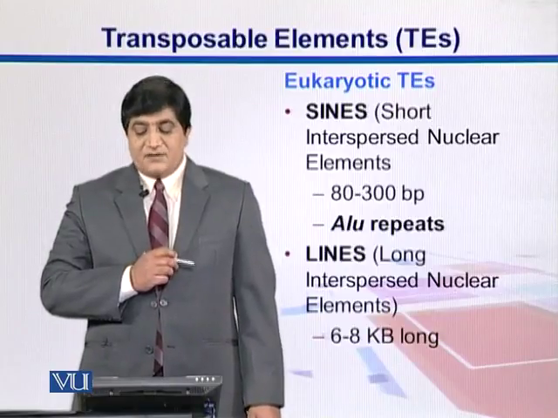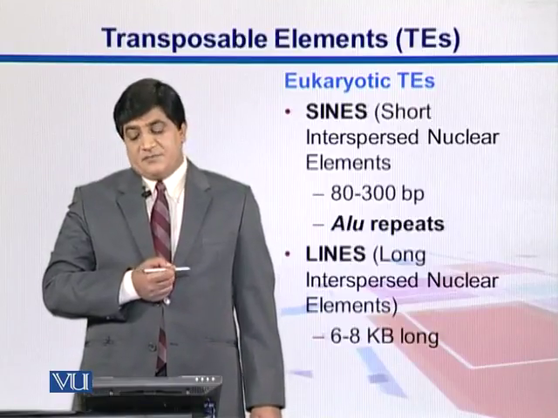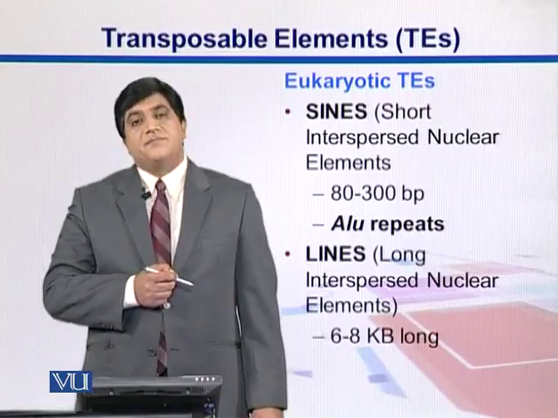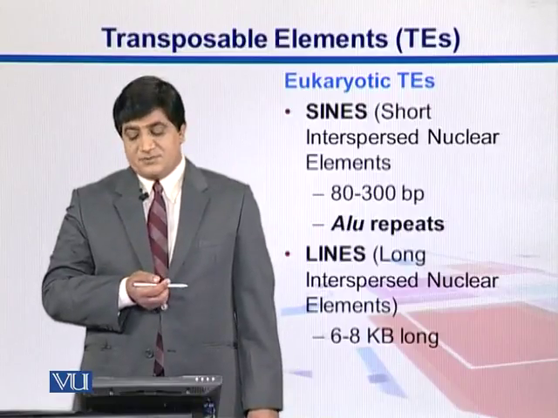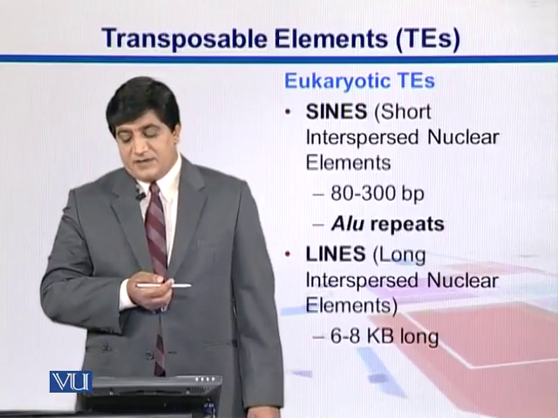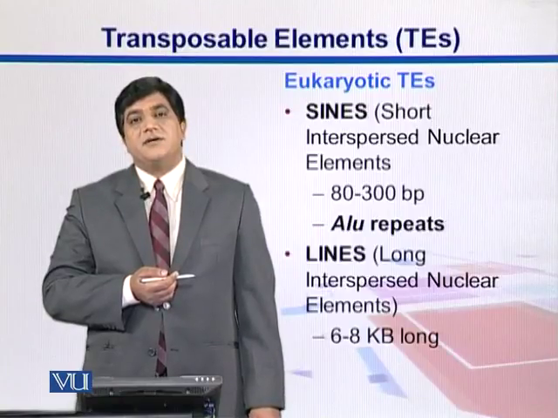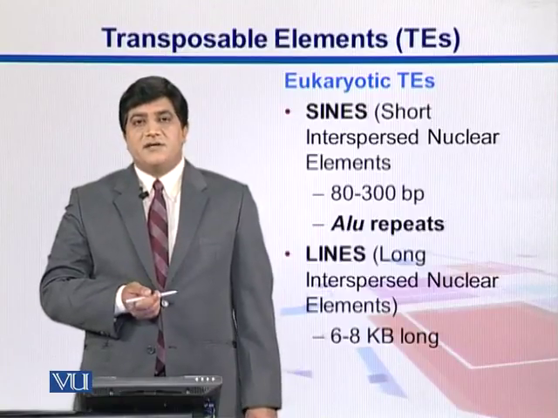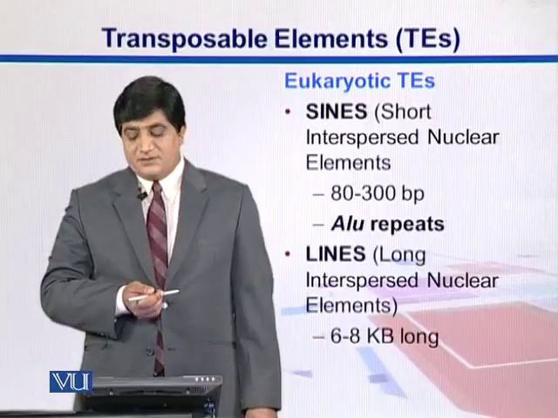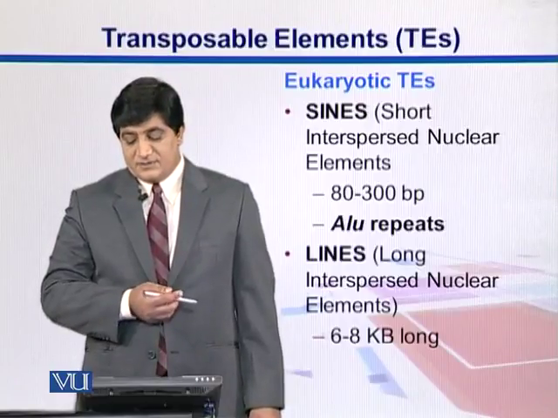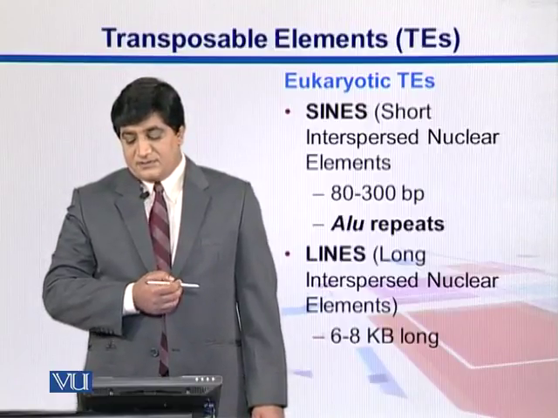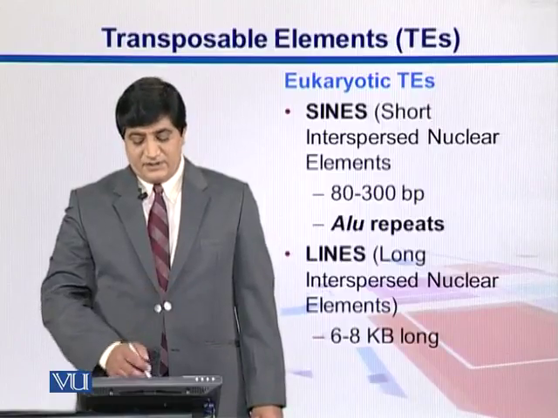SINEs and LINEs, as we have seen earlier, are present in the non-LTR retrotransposon category. The SINEs are 80 to 300 base pairs. One example from them is Alu repeats, which are present in humans, and then these LINEs are 6 to 8 kb. They are relatively longer.